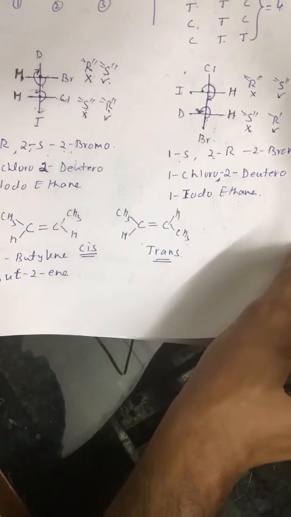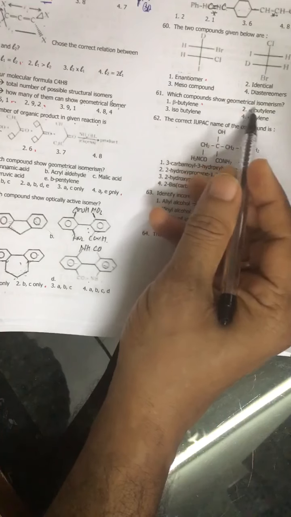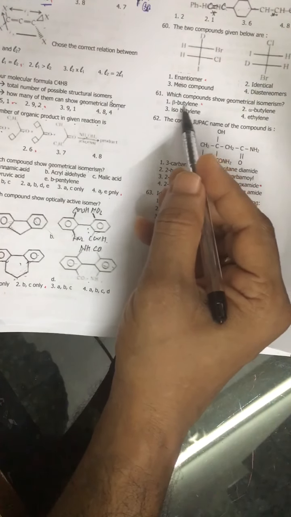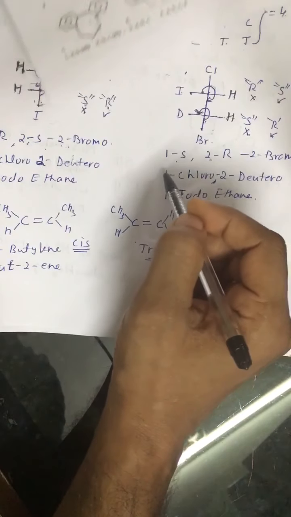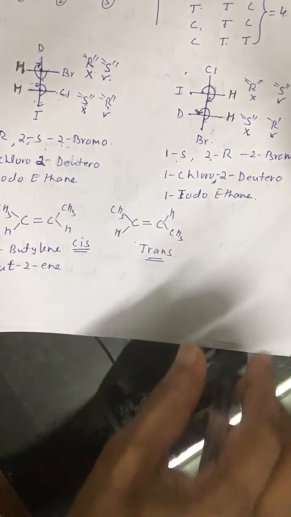Now look at question number 61. In question number 61, which of the compounds show geometrical isomerism? Okay, this is very simple. This is beta butylene, or butene, which will show geometrical isomerism.